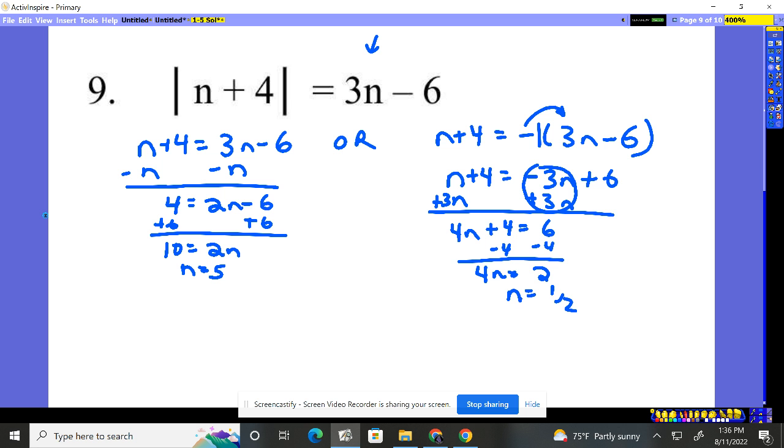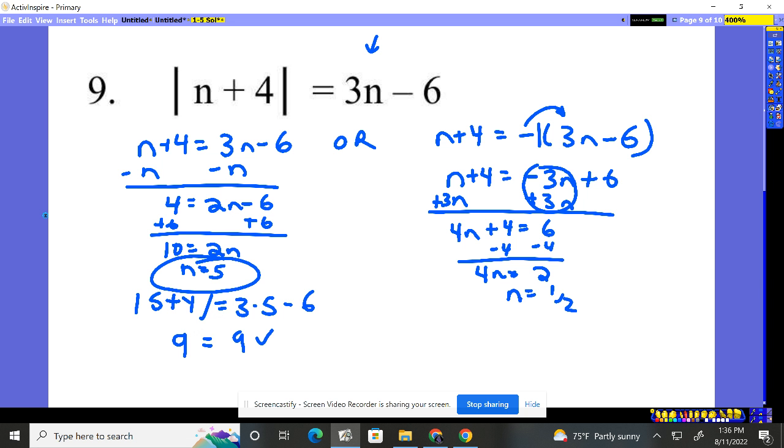Let's check 5. We're going to plug 5 in. Does the absolute value of 5 plus 4 equal 3 times 5 minus 6? Well, let's see. 5 plus 4 is 9. Absolute value, 9. 3 times 5 is 15, minus 6 is 9. Yes, it works. So we know n equals 5 is one of the solutions.